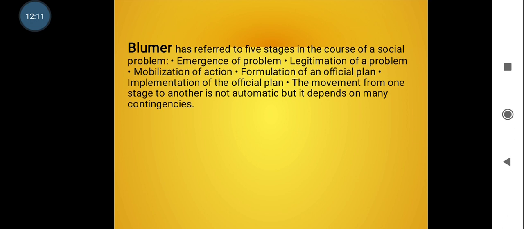And another, Blumer has referred to five stages in the course of a social problem. One is emergence of the problem, legitimization of the problem, mobilization of action, formulation of an official plan, and implementation of the official plan. The movement from one stage to another is not automatic, but it depends on many contingencies. So these are all the stages in the development and end of a social problem. So different authors pointed out different stages for eradicating the problem.